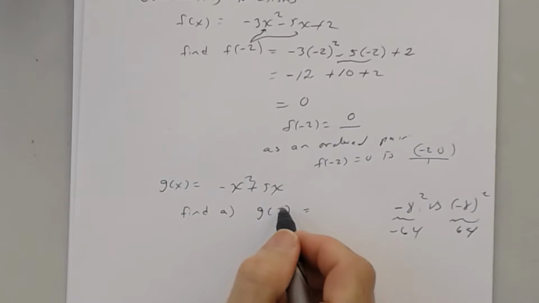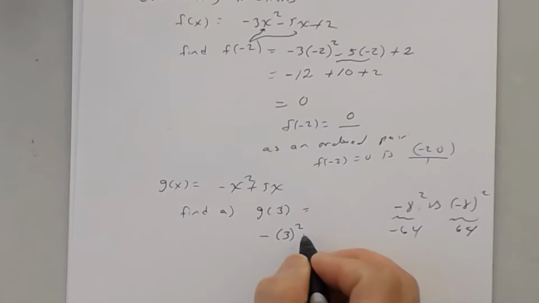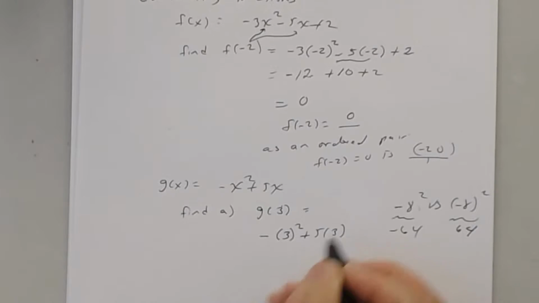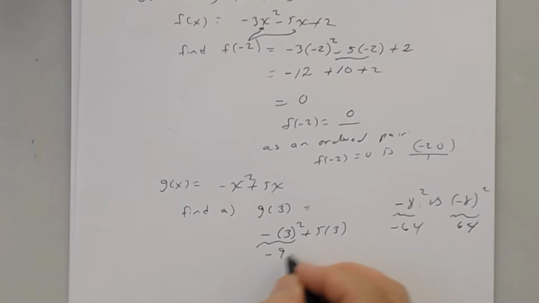So when you substitute the 3, you get negative, in parentheses 3 squared, plus 5 times 3. Now what's going to be that first term? Is it 9 or a negative 9? Negative 9, because what's being squared is 3. 3 times 3 is 9. That becomes a negative 9. And so what's negative 9 plus 15? 6. So g of 3 equals what? 6.